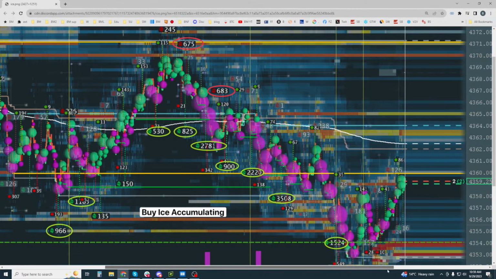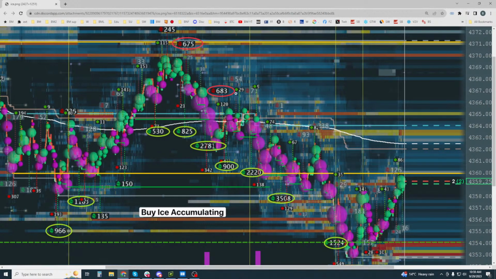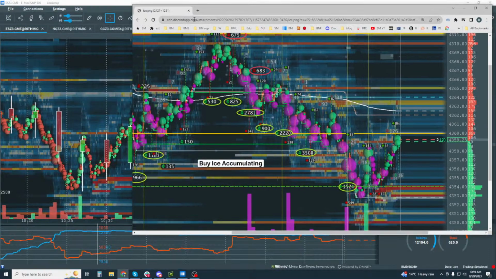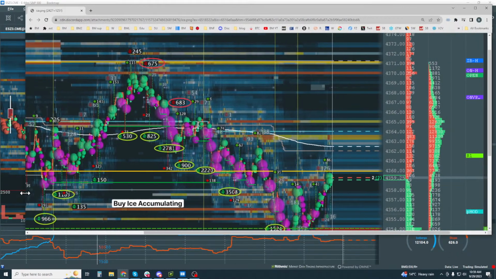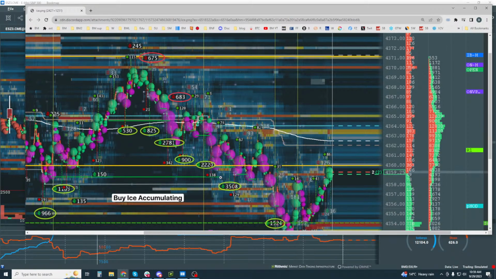Lots of icebergs getting filled here. Okay, look at the sell icebergs, not many. So what does this mean? What can we put into the picture here? Well, this is where Bookmap is really helpful, in giving us this information. But what do we do with it now?